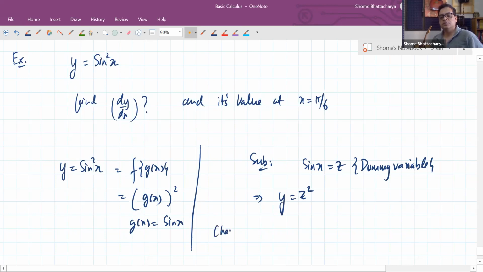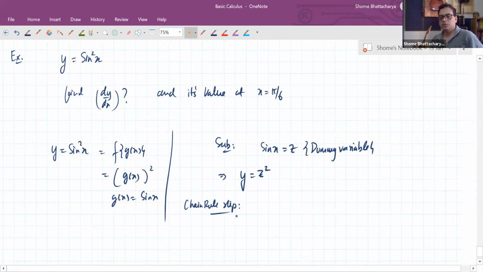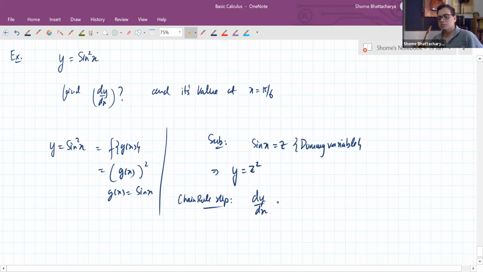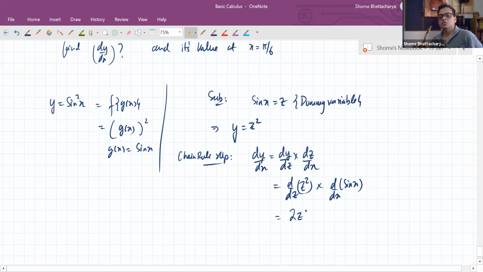Then next we will apply the chain rule step. It should become like this now, that this is the derivative of y with respect to z multiplied with the derivative of z with respect to x. So next step, this becomes very simple differentiation. So this becomes 2z multiplied by the derivative of sine x. Now we know that z is equal to sine x. We had substituted that here, so we put that back over here. And the derivative of sine x on the other side will be cos x.